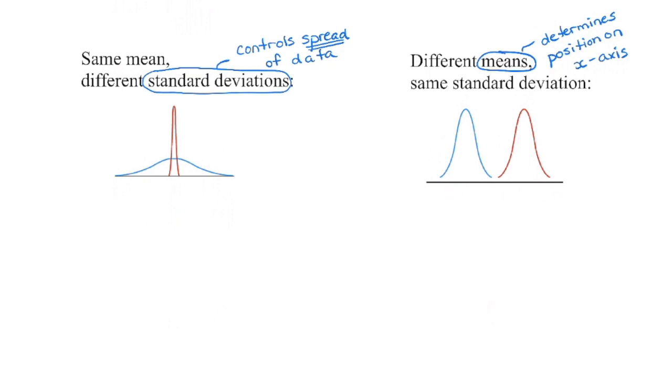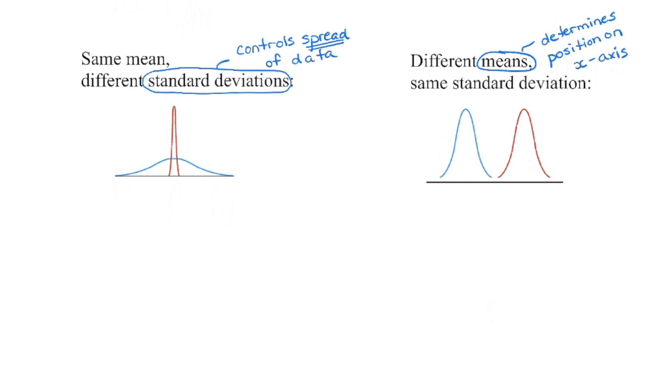In terms of the mean, I'm going to start with this one. We can see that the blue graph has a mean down here. The red graph has a mean up here. If these are two classes, and I'm going to use marks just because you're so familiar with it, we can see that the class represented by the red graph has a higher class average than the class represented by the blue graph. The spread of the data is the same, it's just where they lie on that graph is different. So the mean is going to determine the position that you are at on the x-axis, and the standard deviation is going to control the spread of data.